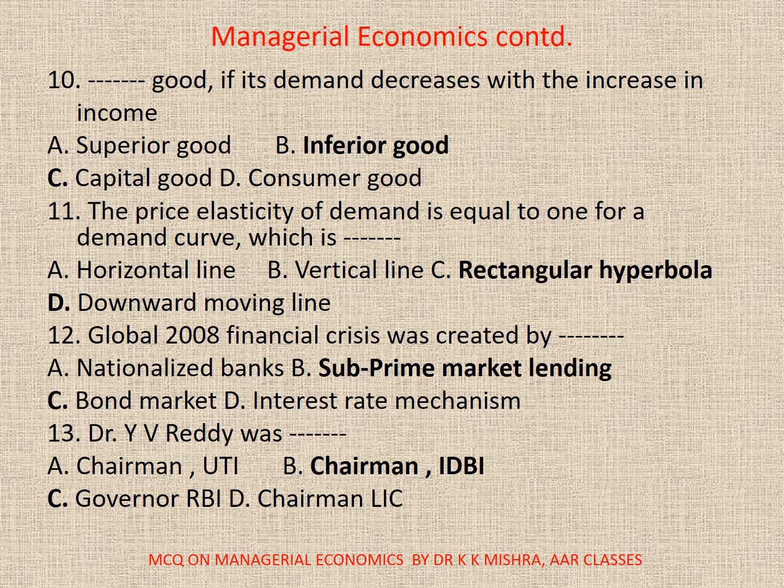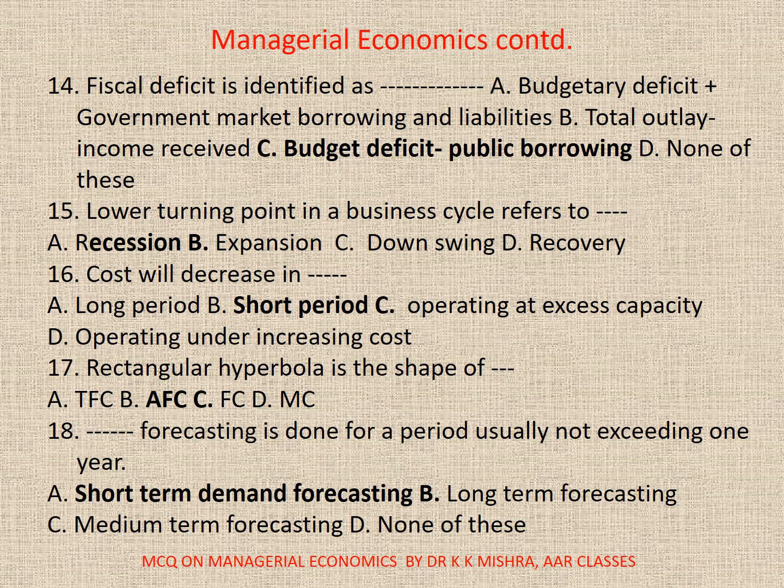13. Dr. Y.V. Reddy was dash A, chairman UTI, B, chairman IDBI, C, governor IDBI, or D, chairman LIC. Correct option is B, chairman IDBI. 14. Fiscal deficit is defined as dash A, budgetary deficit plus government market borrowing and liabilities, B, total outlay income received, or C, budget deficit minus public borrowing. D, none. The correct option is C, budget deficit minus public borrowing.